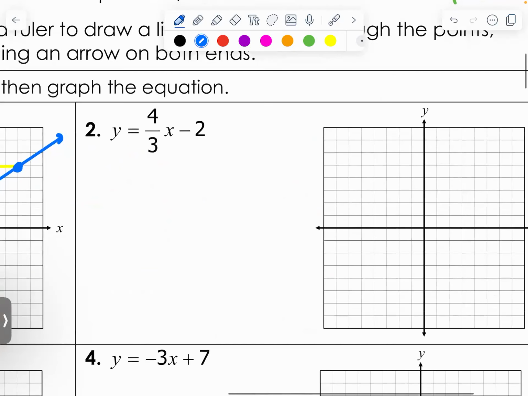In number 2, identify for me M and B. You and your elbow partner decide together. What's M? What's B?